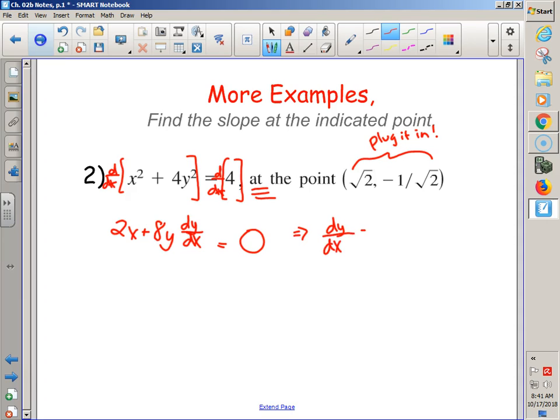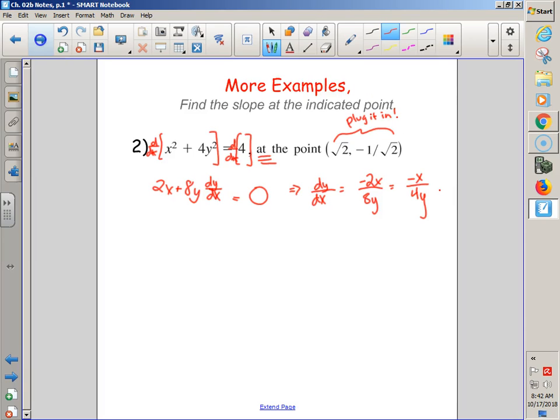dy/dx is equal to, what, negative 2x over 8y? Negative x over 4y? What do you guys think? But that's not the answer. What do we still have to do? Oh no, we need an x and a y. Oh, hey, they gave us an x and a y. Wait, what if they only gave you an x? It would have been impossible.